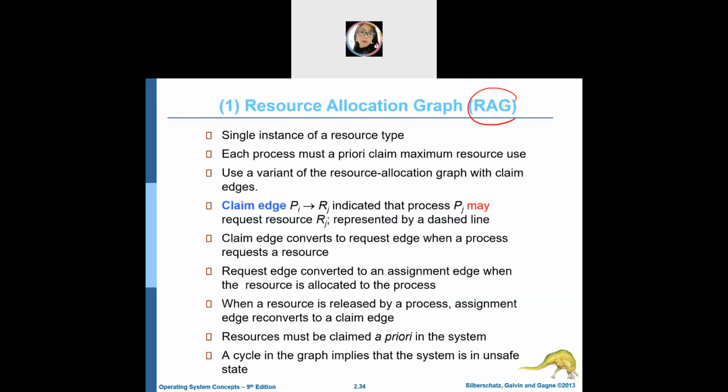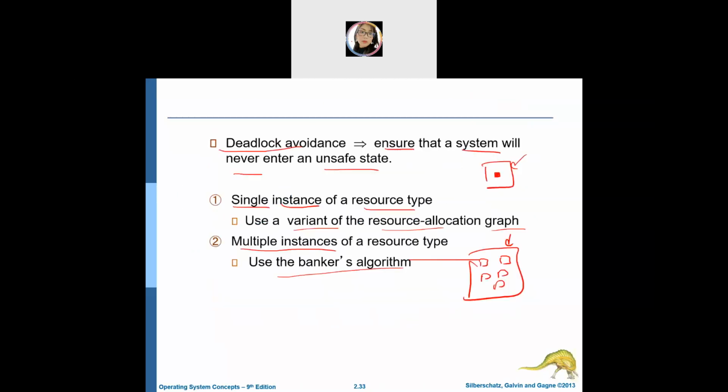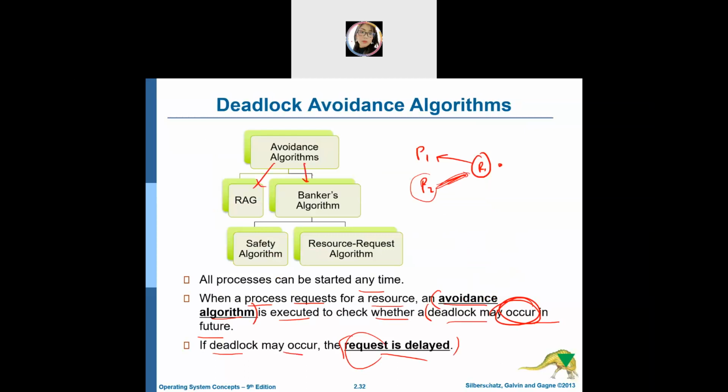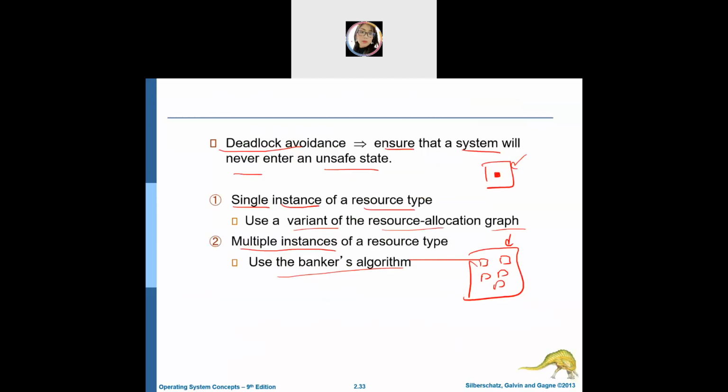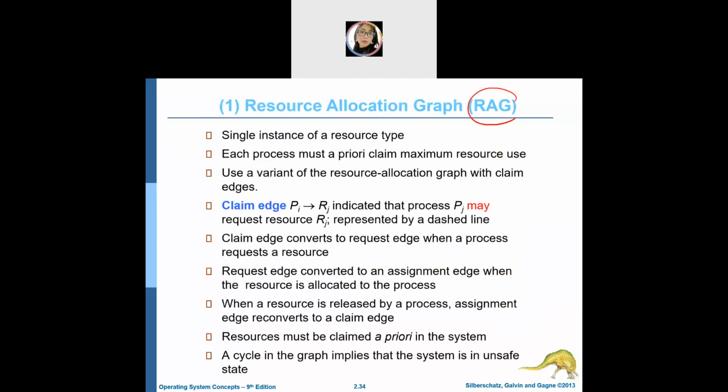So for RAG, you need to bear in mind, although you can see here you have two algorithms, this one is for single instances, this one is for multiple instances. For RAG, only single instances in the resource. Each process must a priori claim maximum resource use. So you already know the maximum of the process P. Use a variant of the resource allocation graph, RAG, with claim edge.